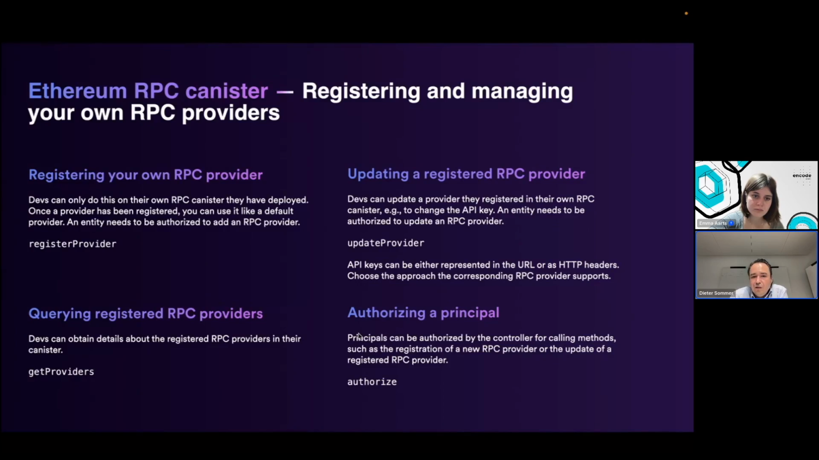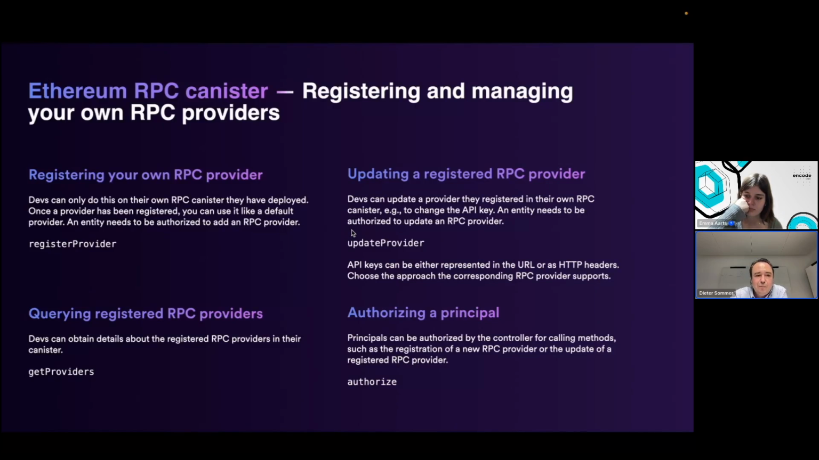So the controller calls the authorize method and can pass on the principal and the method that can be called by this principal. And by this, you can define an access control policy for the different methods here. So I don't go into any of the details here. The documentation talks about this. So all of those things you need to take care of when deploying your own RPC canister.